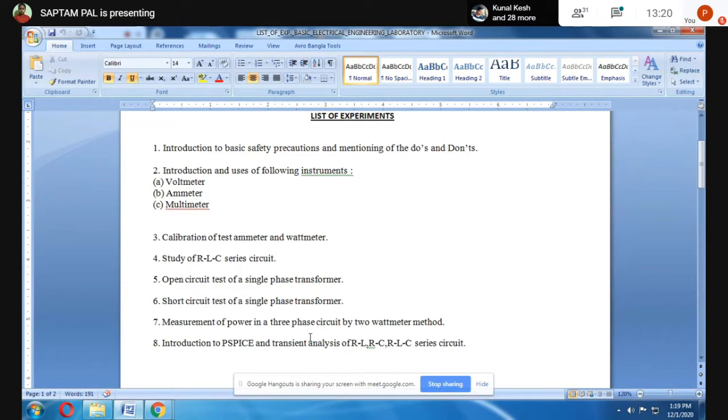Next one is the measurement of power in three-phase circuit, and the introduction of PSpice and the transient analysis, that means RL circuit, RC circuit and RLC series circuit. Before we do our experiment in PSpice, you have to install PSpice in your laptop. Those who have a laptop, install that PSpice. Its version details we will give you. Pradipal sir will tell you what version is suitable for our experiment.